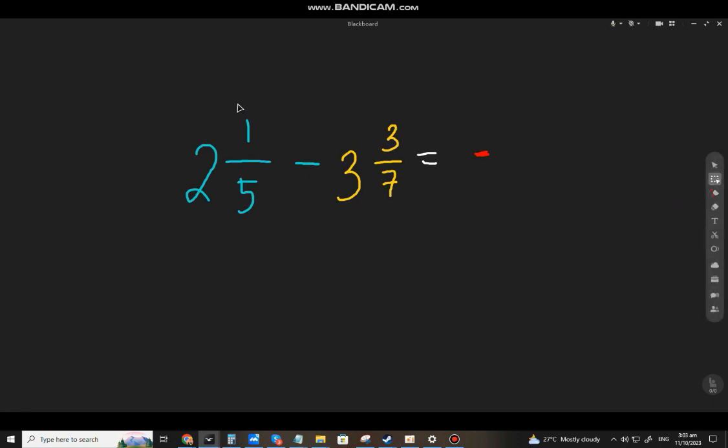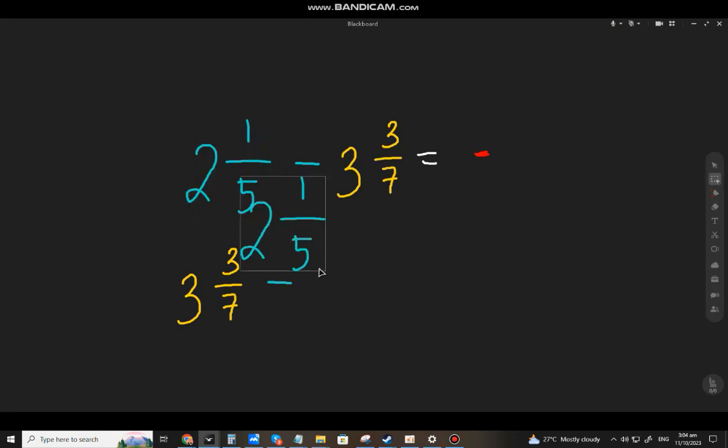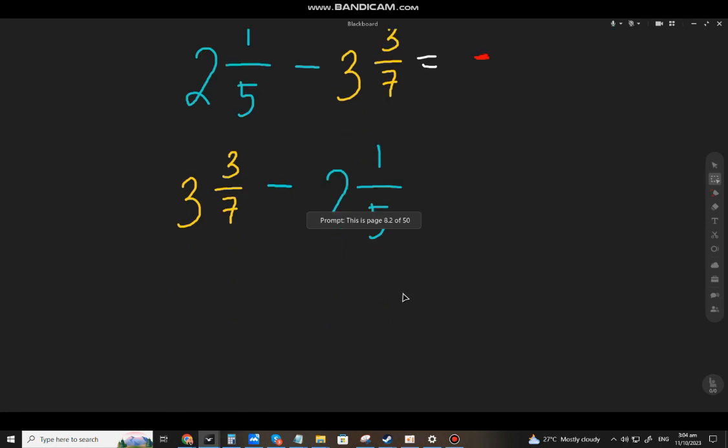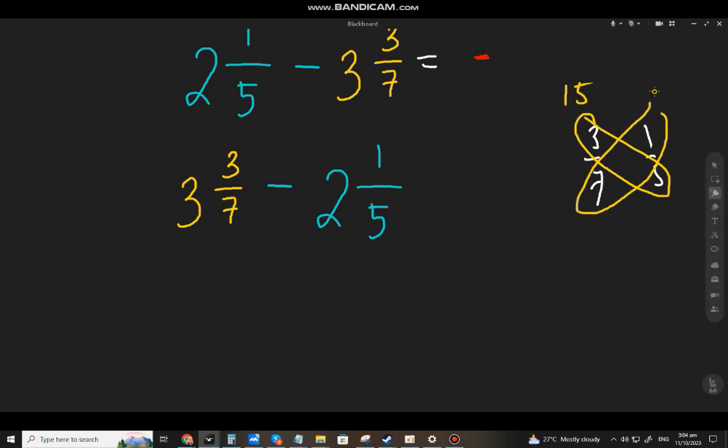I want you to switch it. So 3 and 3/7, and you copy the minus sign here also. Copy this one, the minuend. Just switch places. And let's check first which is greater, 3/7 or 1/5. This is 15, and this will be 7. Okay. Now, for this one, we know that 3/7 is greater, so we can subtract them. 3/7 minus 1/5.